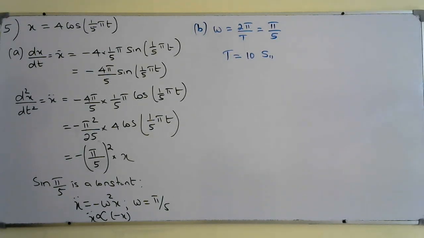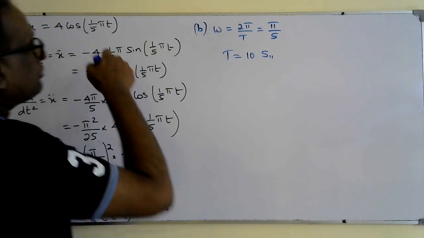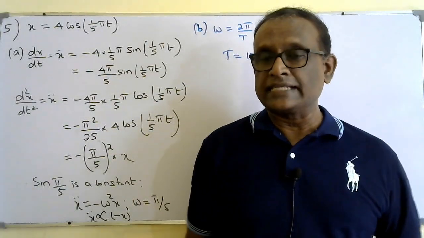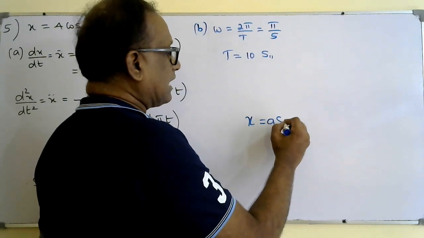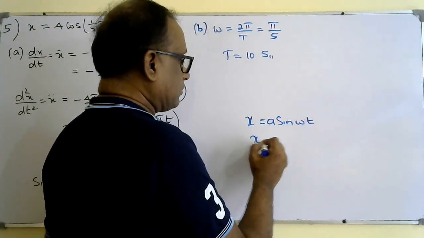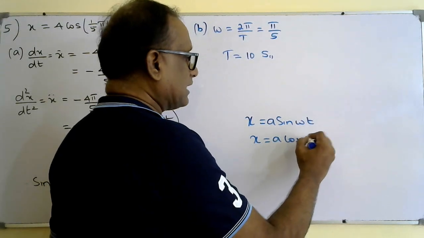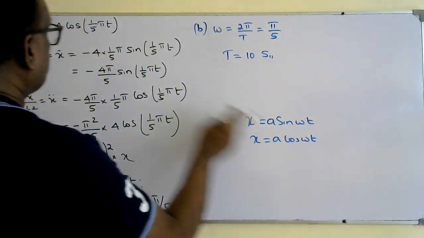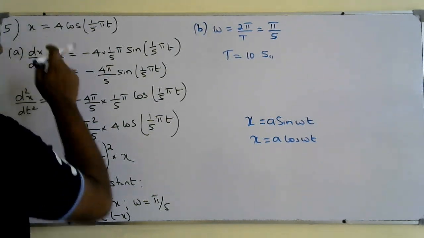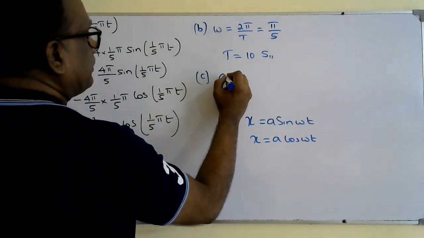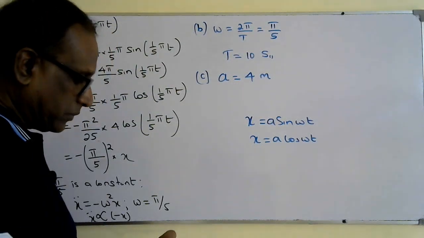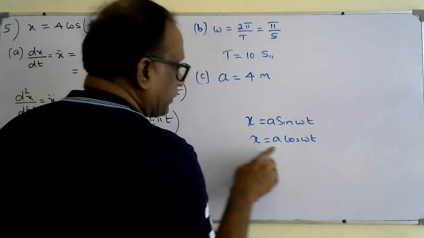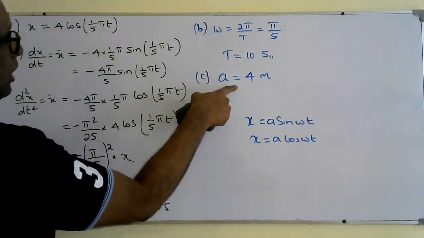Part C, state the amplitude of the motion. So this is in the standard format of displacement, x equals a sin omega t or x equals a cos omega t, which you have in the data sheet. Here it is in the form x equals a cos omega t, so a is the amplitude. There's no calculation to do, so the amplitude is equal to 4 meters. That's just 1 mark. Just compare the standard equation with the given equation to get the amplitude.